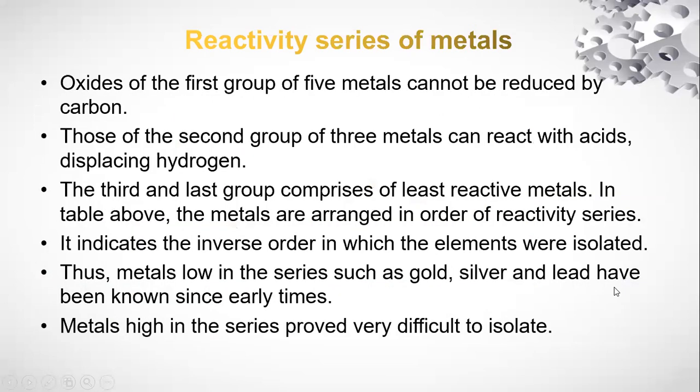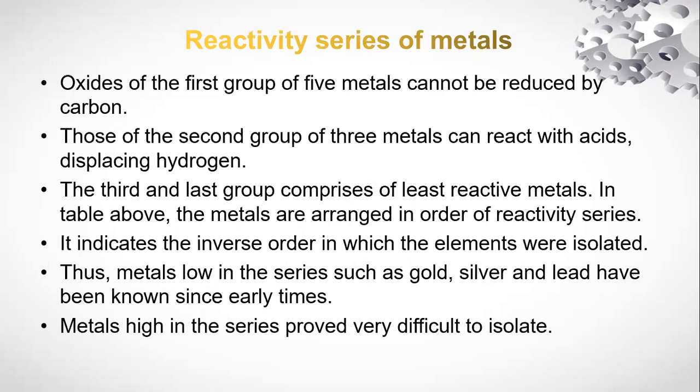Moving on, from the table which we've discussed, the oxides of the first group of five elements cannot be reduced by carbon. And those of the second group of three metals react with acids, displacing the hydrogen. While the third and last group comprises the least reactive metals, which we've already named. So in the table above, the metals are arranged in order of the reactivity series.